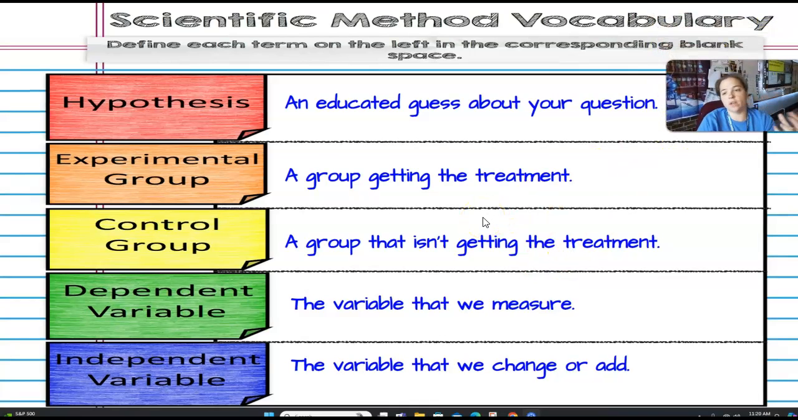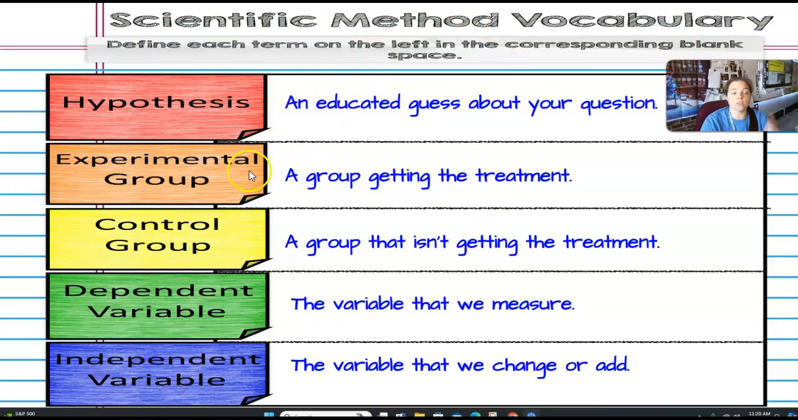So just giving some vocab words that you probably have seen before, just reviewing. Hypothesis. What exactly is a hypothesis? That's just your educated guess about the question that you had. Because you definitely come up with a question so that you can answer it with your hypothesis. So question, hypothesis. And then you got to make an experiment.